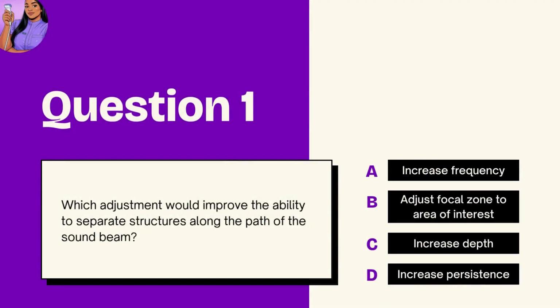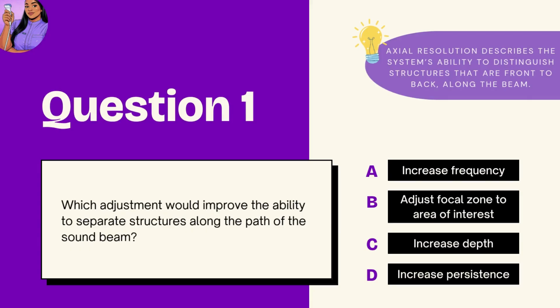All right, so let's break down question one. First thing I want you to do is look at how the question is worded. It mentions which adjustment would improve the ability to separate structures along the path of the sound beam. And that phrase right there is your clue. Remember, along the beam, we're talking about axial resolution. A for axial, A for along.